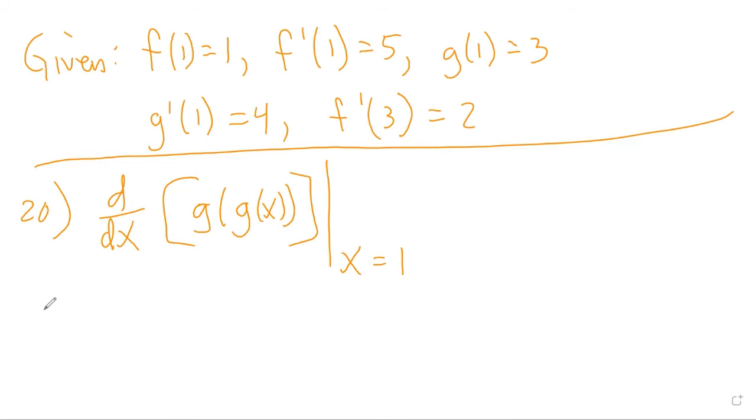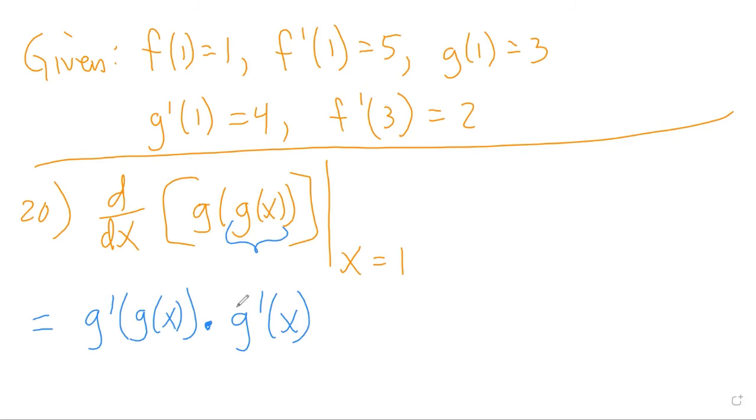And the number 20 plays out in a similar fashion. So we take the derivative of the outer layer first. That would be g prime. The inside is kept the same. And then we multiply by the derivative of the inner function, which again happens to be g. It's a self-composition that can happen.